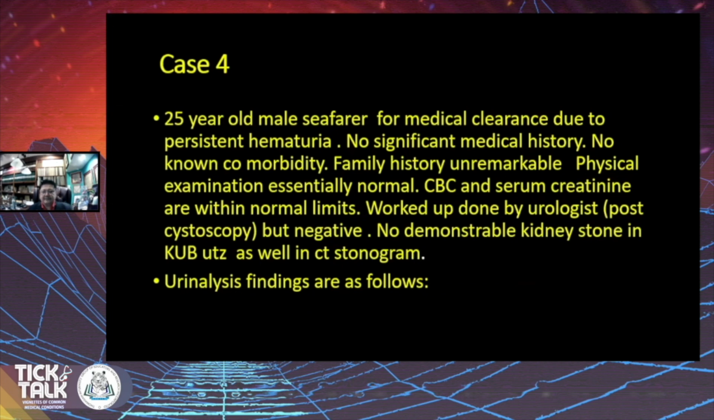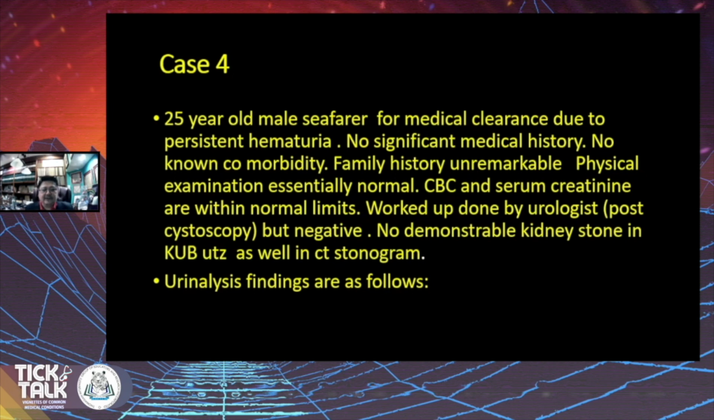Then this one, case number 4, there's another seafarer, 25-year-old, for medical clearance due to persistent hematuria. There's no significant medical history. He denies everything. No known comorbidity, family history is unremarkable. Physical examination, normal, CBC, normal. Workup done by urologist. Actually, he was seen already by urologist, post cystoscopy, but negative. Did not see anything. But in the urinalysis, there's persistent hematuria.